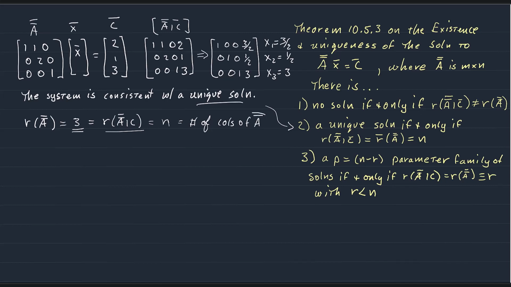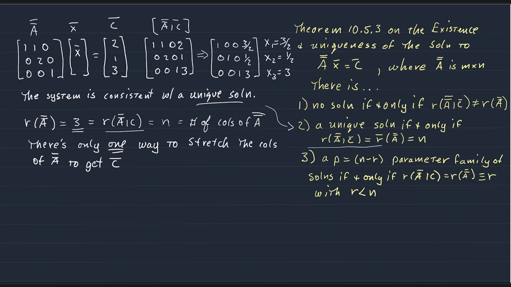So in this case, there's only one way to stretch the columns to get C. So we've shown an example of this particular situation in the theorem.